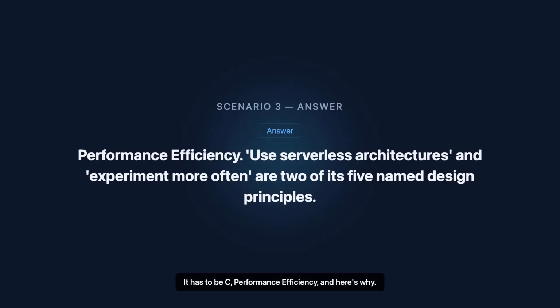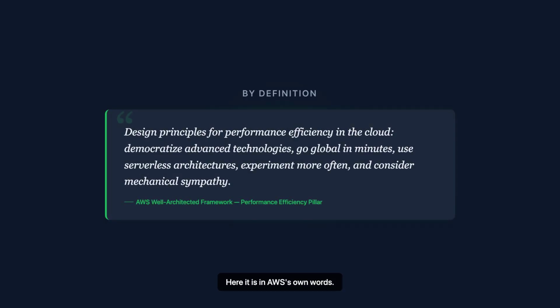It has to be C, performance efficiency, and here's why. Use serverless architectures and experiment more often are two of its 5 named design principles, straight from the white paper. Here it is in Amazon Web Services' own words. The design principles for performance efficiency are: democratize advanced technologies, go global in minutes, use serverless architectures, experiment more often, and consider mechanical sympathy. When the stem repeats 2 of those phrases back at you, there's only one defensible answer.